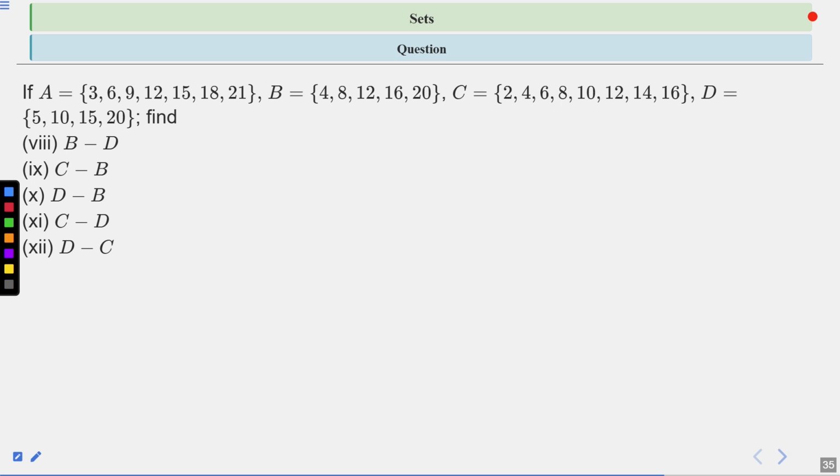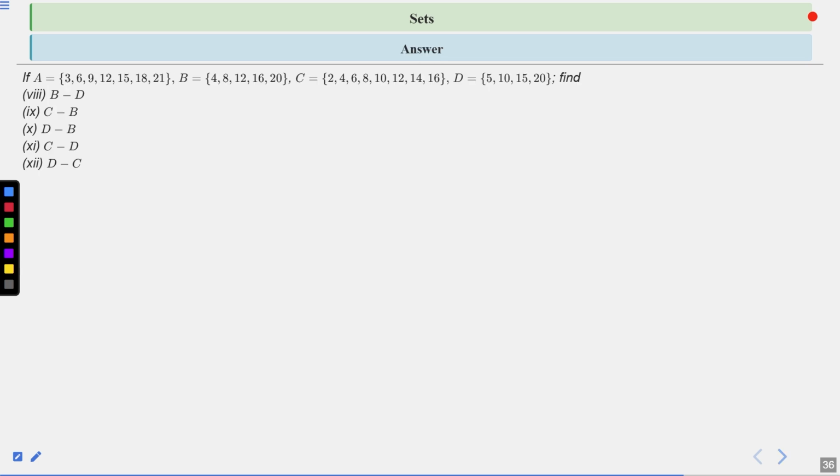So for this question, set A, set B, set C, set D are given to us in roster form. We have to find out B minus D, C minus B, D minus B, C minus D, D minus C. You will have some seconds to try this problem. So your time starts now. The time is up. So, quite simple.